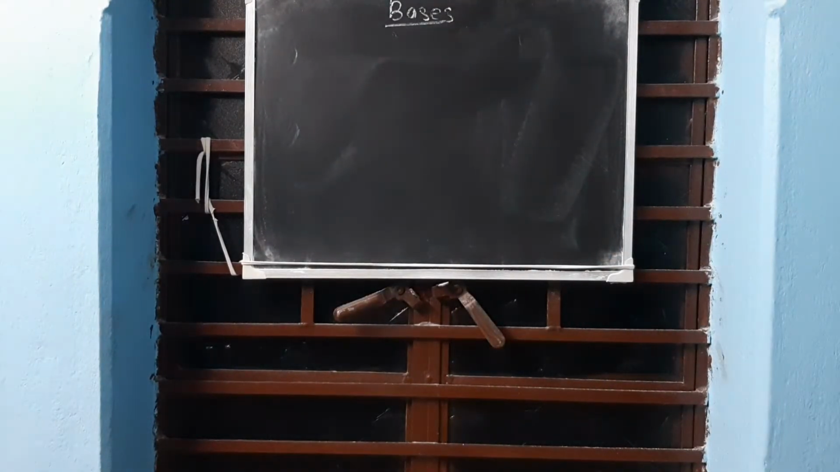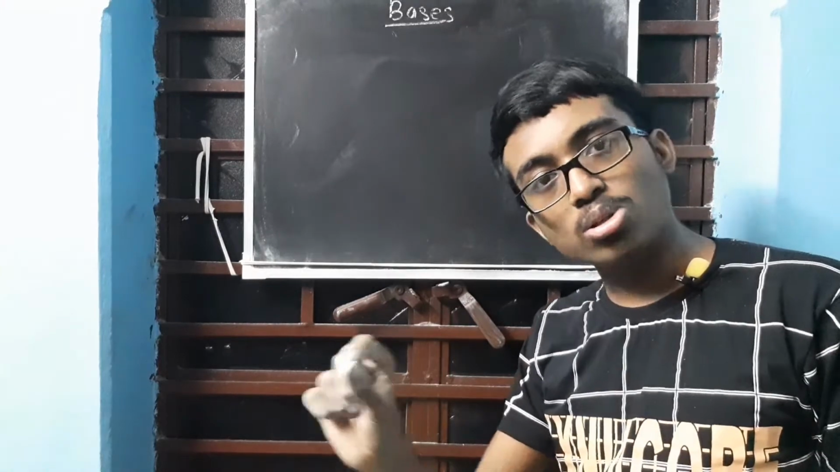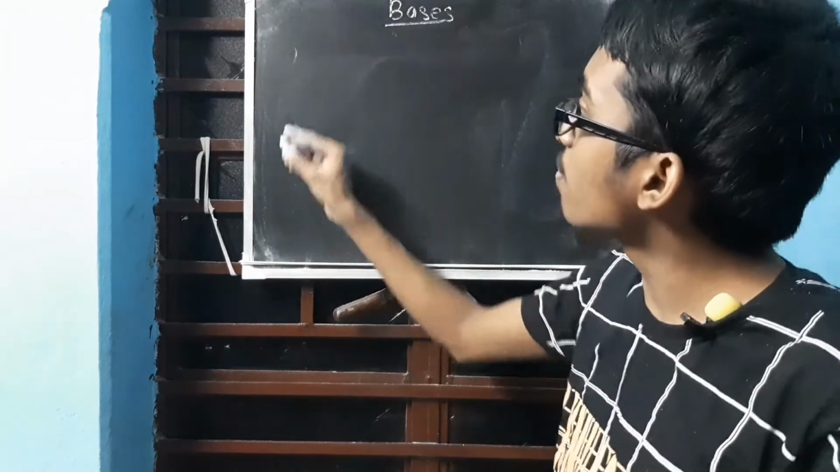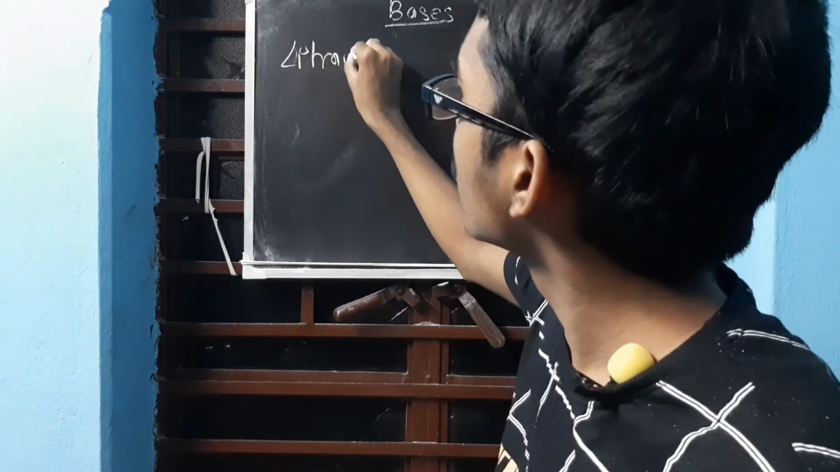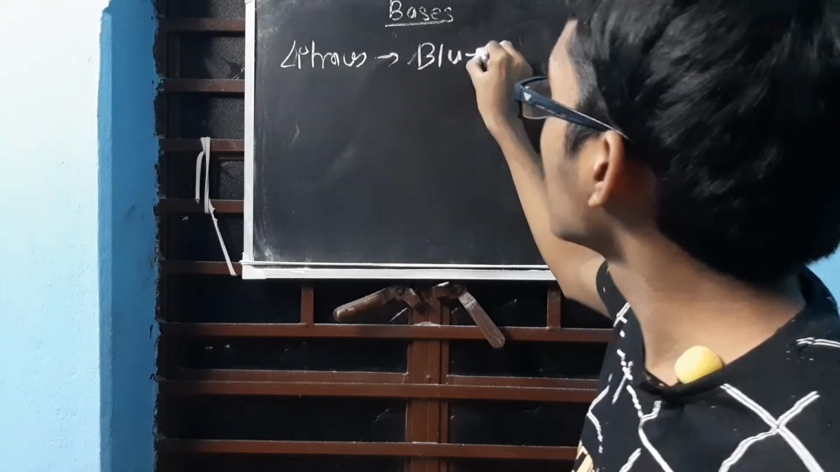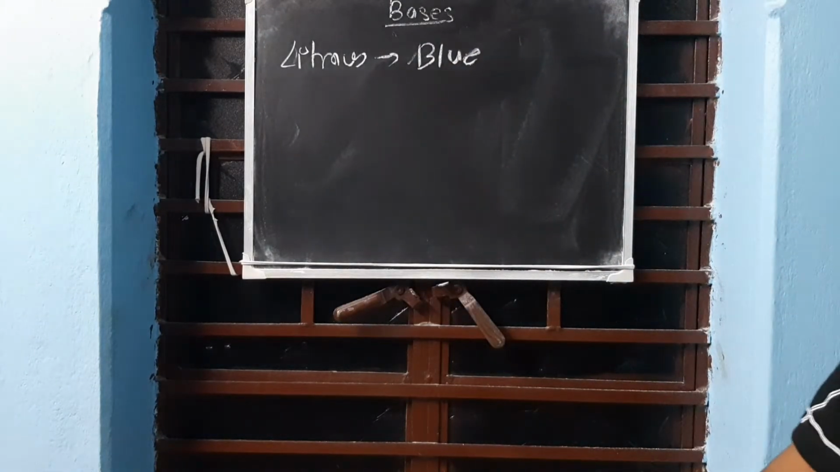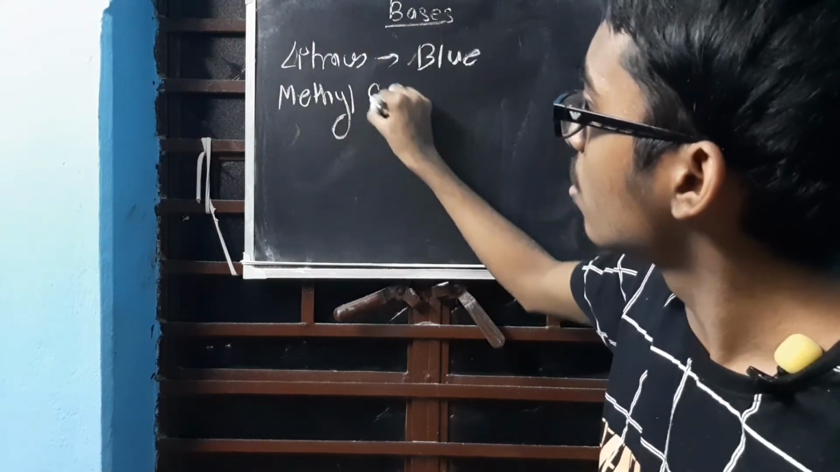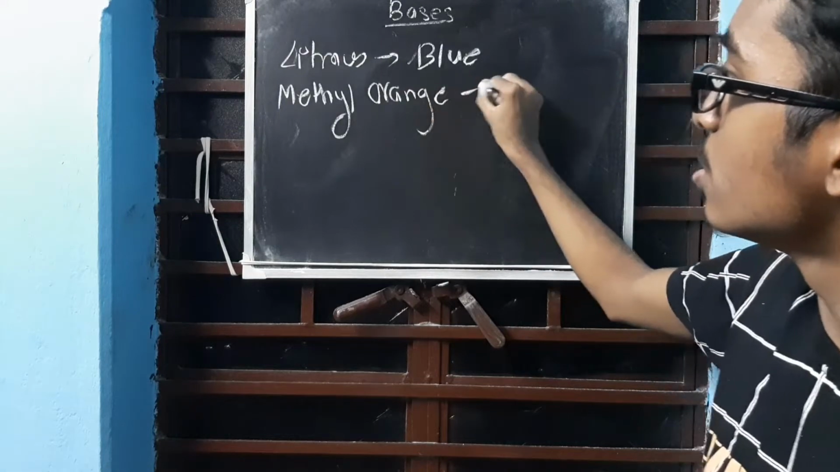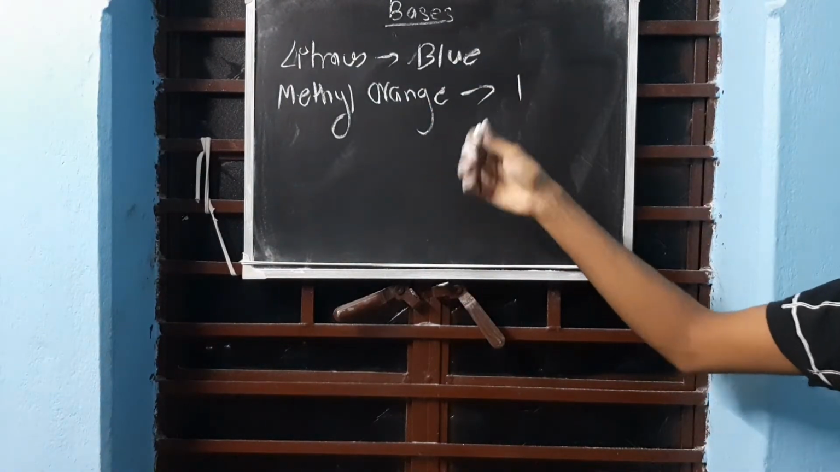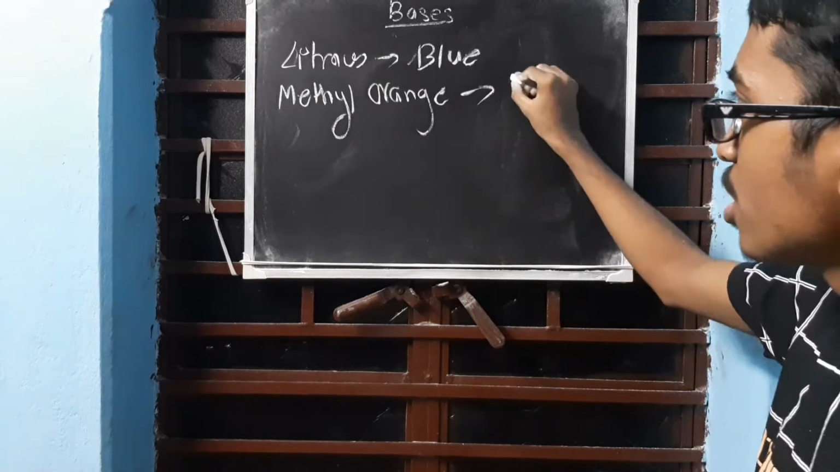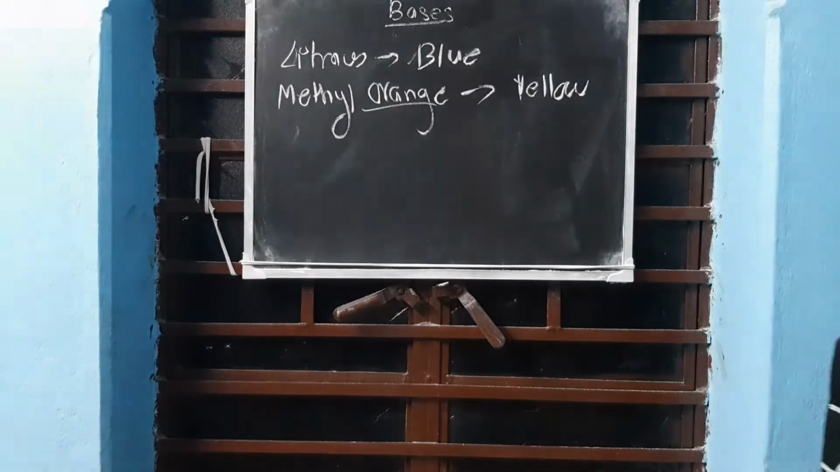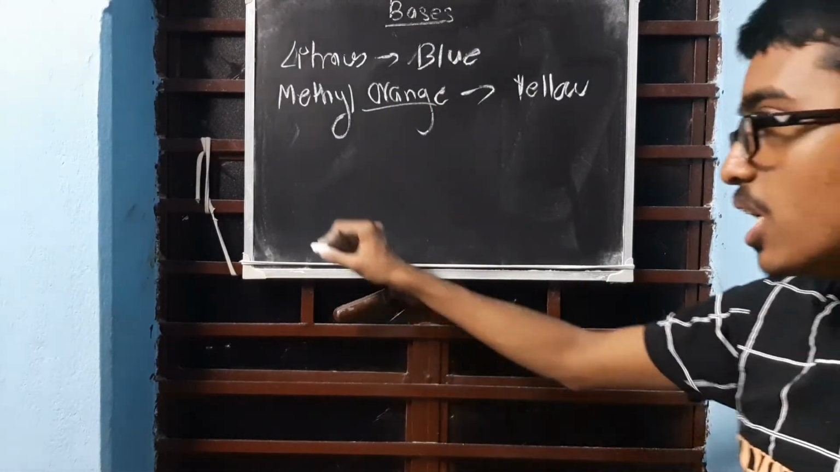Clear? Bases also change the color of indicators, but the color change is different. First, change in color of indicator. Litmus turns blue. It was red for acids, that is blue. Next comes methyl orange. The color changes to pink in case of acid. So in this case, it will change to yellow. What was the original color given here? Orange. Clear?